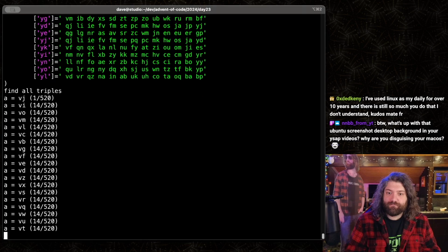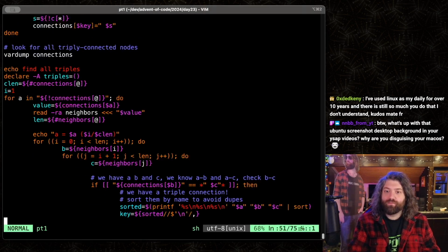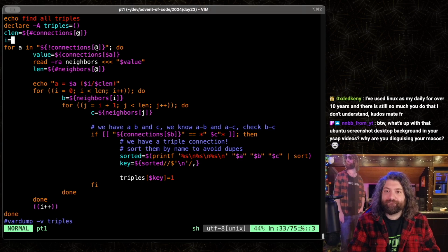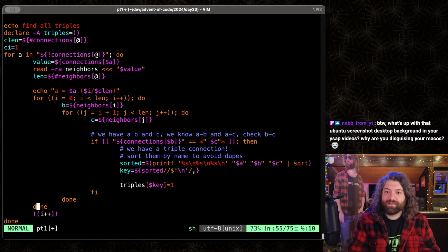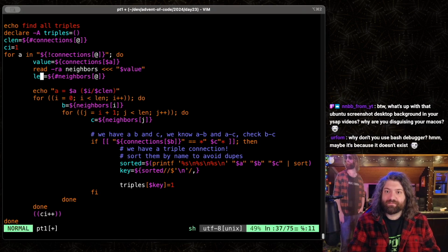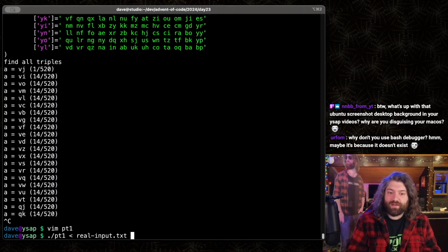That's not even updating at all. Oh, we use I in the loop, don't we? Yeah. Wow, I need a better way to do this, don't I? Yeah. I'm reusing variable CI, we'll call it. Okay.